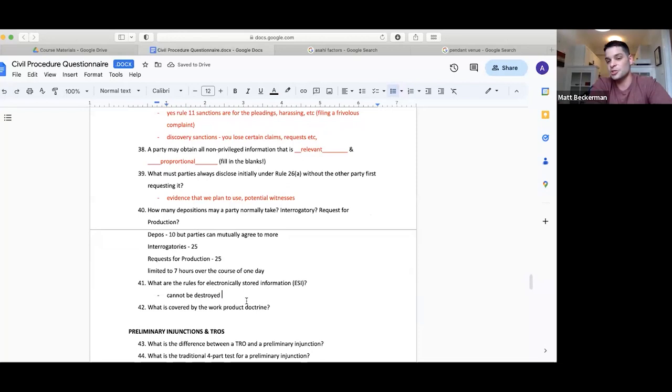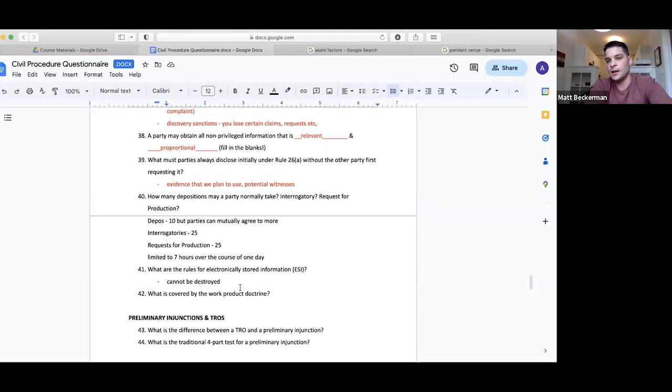It basically means that you can't just destroy all your emails and text messages and voice memos in anticipation of litigation, just like you can't destroy your papers. But since information is more new, it's less clear.